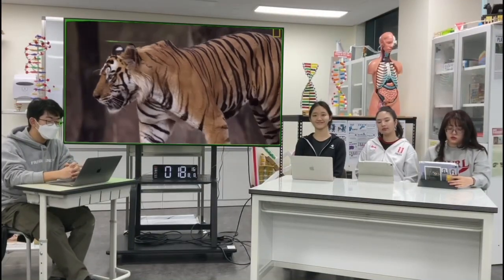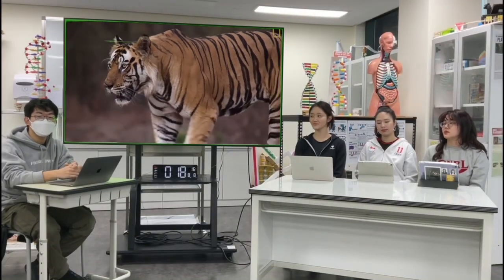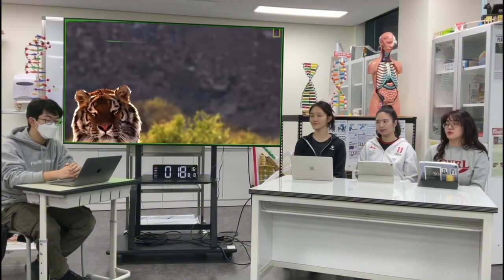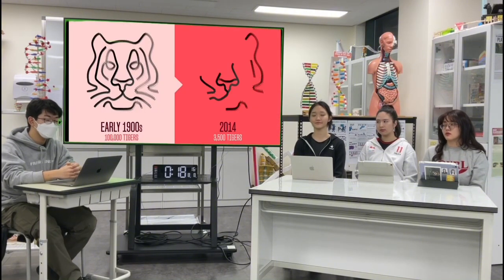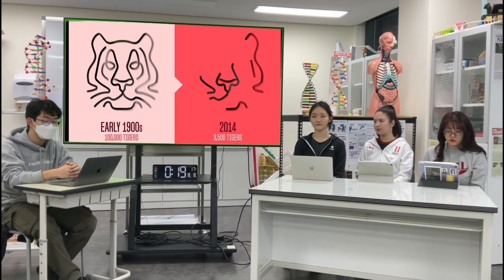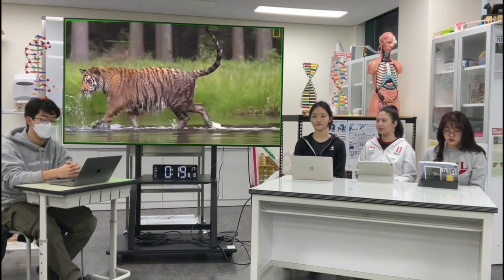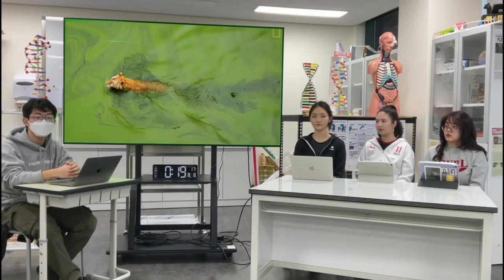Across Asia, the tiger, an iconic symbol of strength and beauty, is rapidly disappearing. In just the past 100 years, 93% of its habitat has been lost. From a population of 100,000, fewer than 3,500 tigers remain today. Poaching, habitat loss, and human conflicts are pushing them towards extinction. But there still is hope.